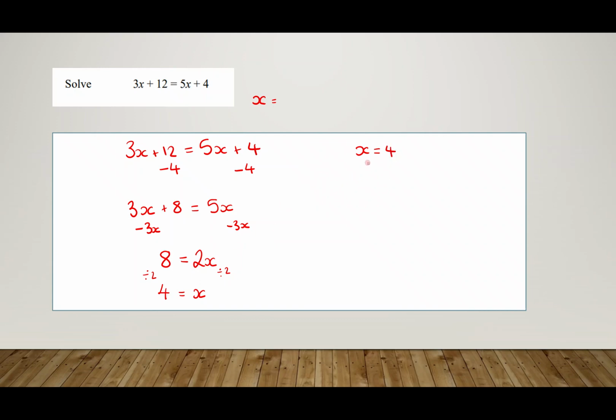I'm now going to check that this is correct. Now, because this equation is a little bit more complicated, I'm going to substitute it into the left-hand side and the right-hand side separately. So in my left-hand side, I've got 3 times 4, that's my 3x, plus 12 is equal to 24. On my right-hand side, I've got 5 times 4, that's the 5x, plus 4 is equal to 24. Because the left-hand side is equal to the right-hand side, I can be confident that my answer is correct.